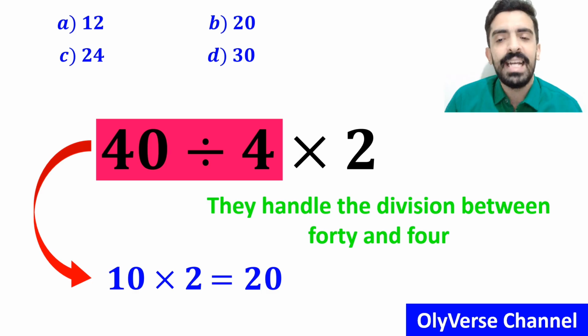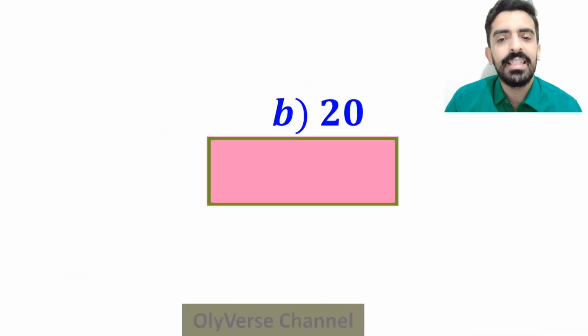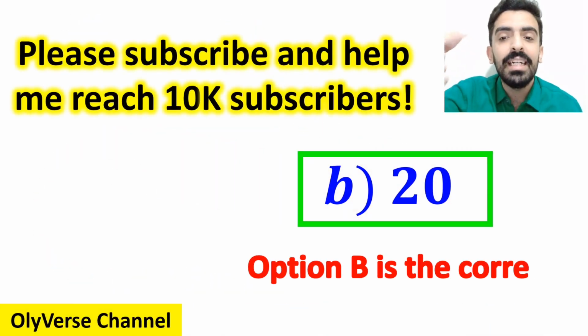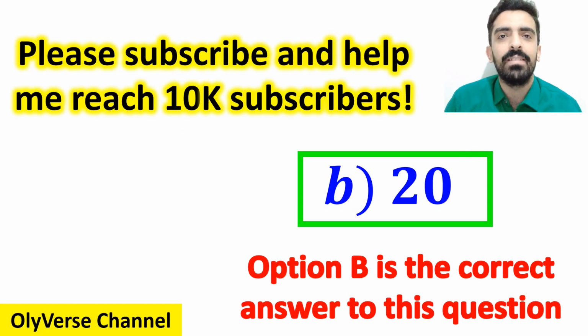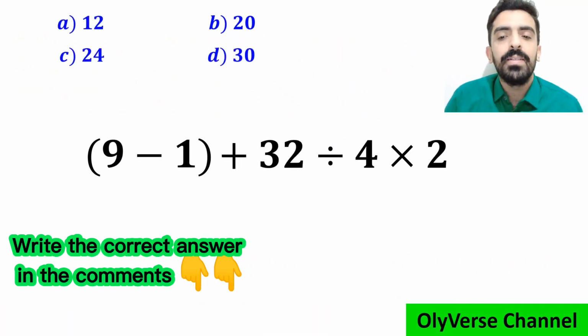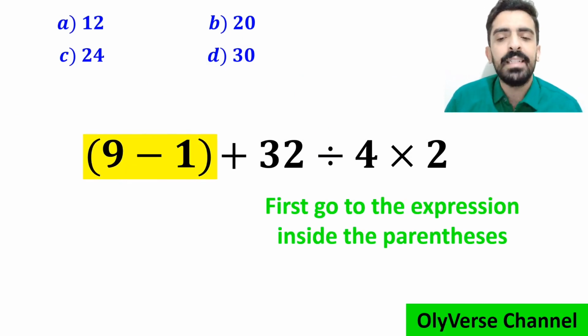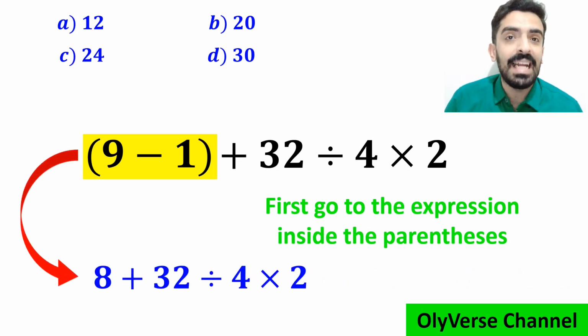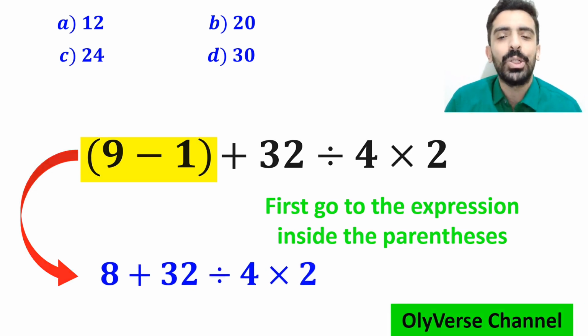Then, without any hesitation, they quickly say that option B is the correct answer to this question. However, this answer is absolutely wrong. Also, some other people, when solving this question, first go to the expression inside the parentheses and write this expression as 8 + 32 ÷ 4 × 2.